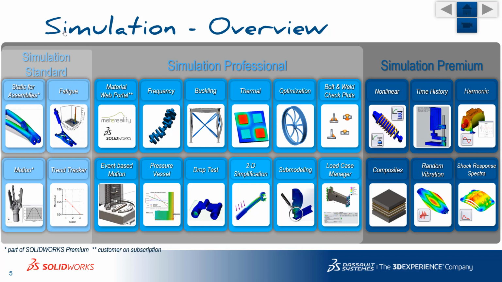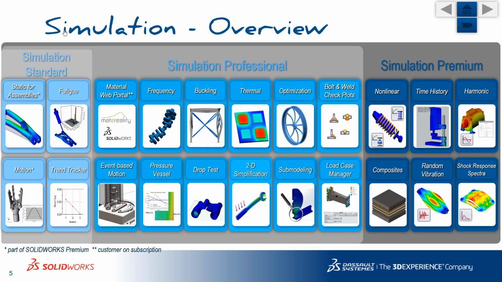And then you have trend tracker. The trend tracker is a feature that allows you to track how things change through various iterations. And then it actually captures save points of each iteration. So you can always roll back to a part in a past point in time. Okay, so those are the things found in Simulation Standard.